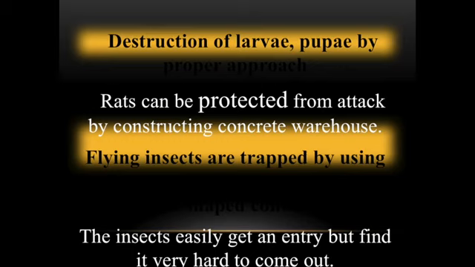Sometimes rats can be prevented from attacking by constructing a concrete warehouse. Flying insects can be trapped by using any trappers. The insects easily get in, but it is very hard to come out from the trappers.